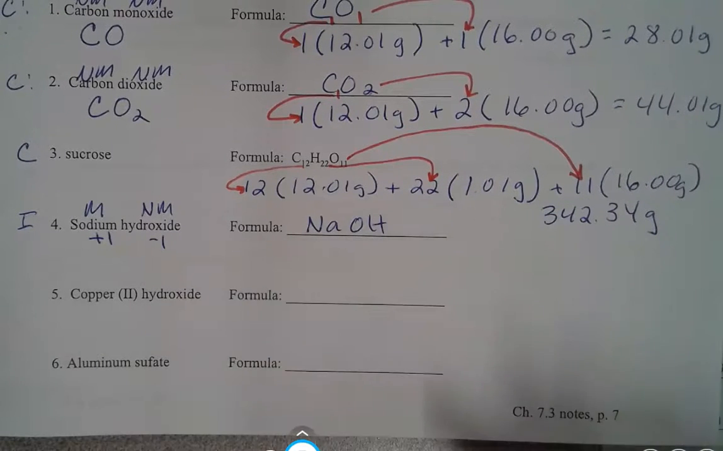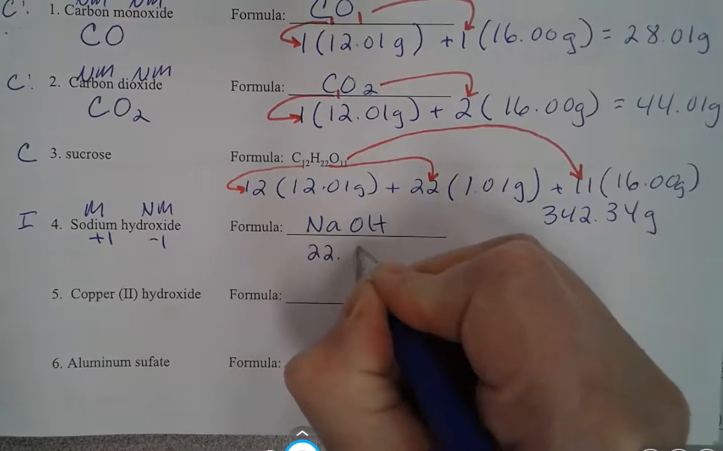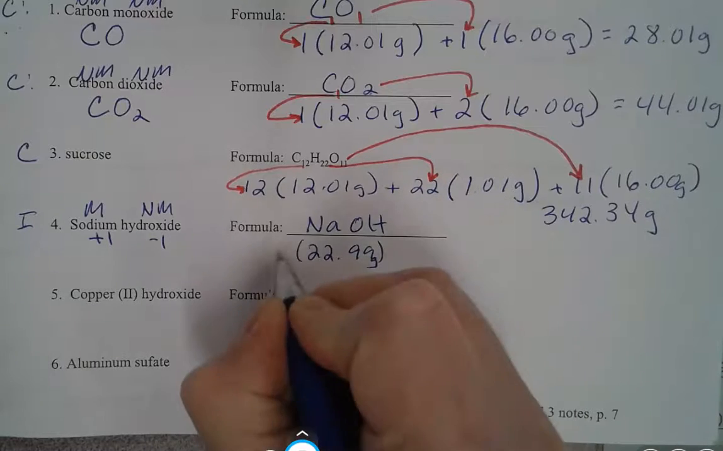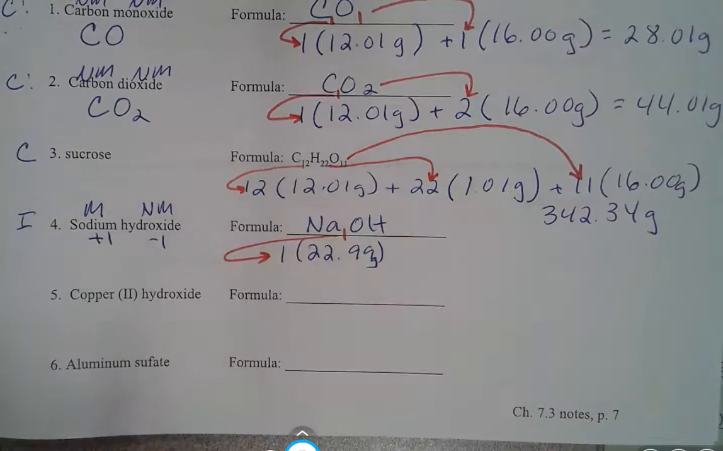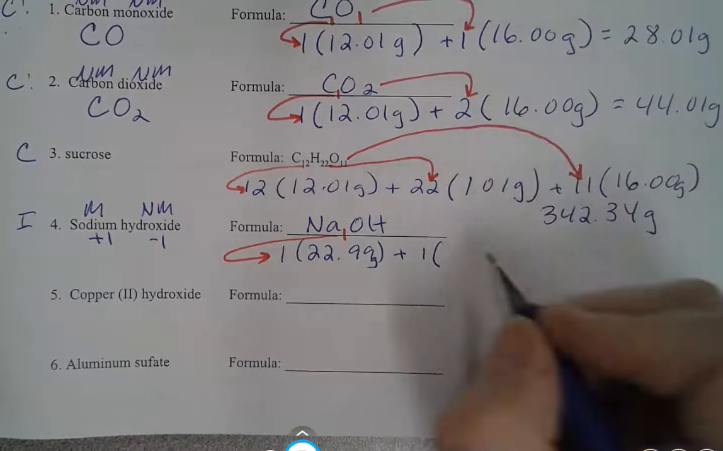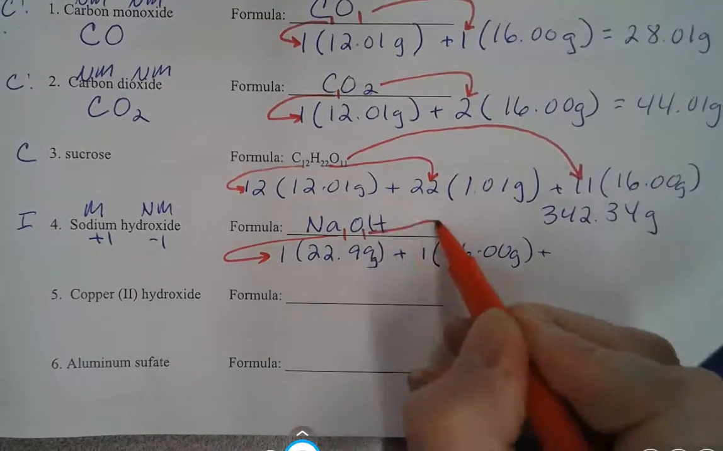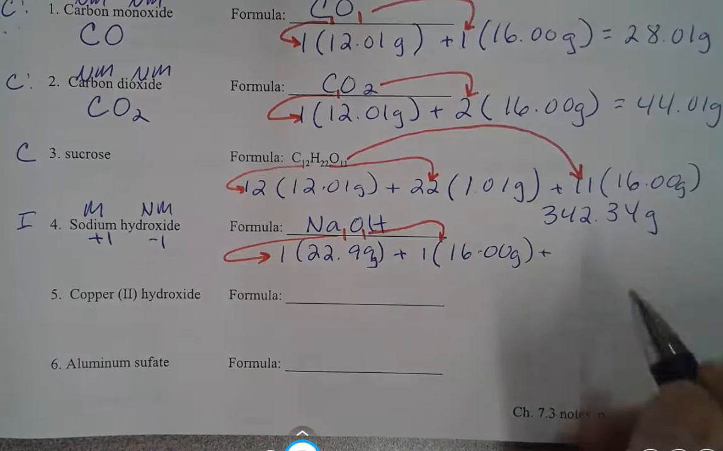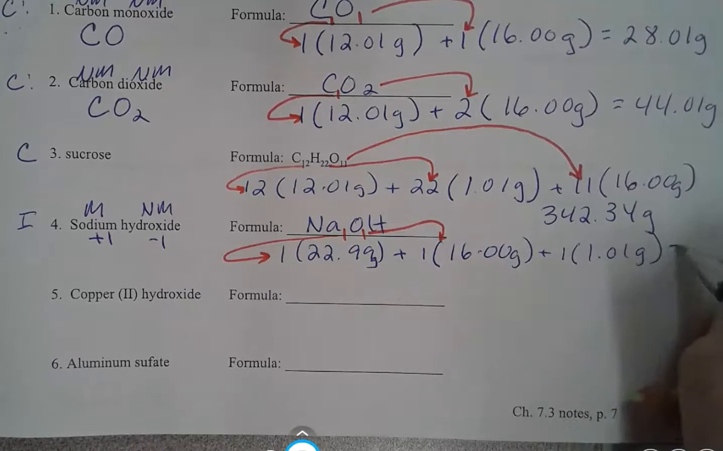Okay? So now what? I need to look up sodium, oxygen, and hydrogen, don't I? So what is sodium? Here's sodium. Sodium is 22.99 grams. I almost forgot the grams. I only got one of those, right? If I don't put a subscript down, isn't it a 1? And then I'm going to add 1 oxygen, and I already know I have oxygen in all of these, don't I? 16.00 grams, and that's my 1 oxygen, right? If I don't have a subscript, it's a 1. And then I have 1 hydrogen at 1.01, and now I'm going to add all those up.